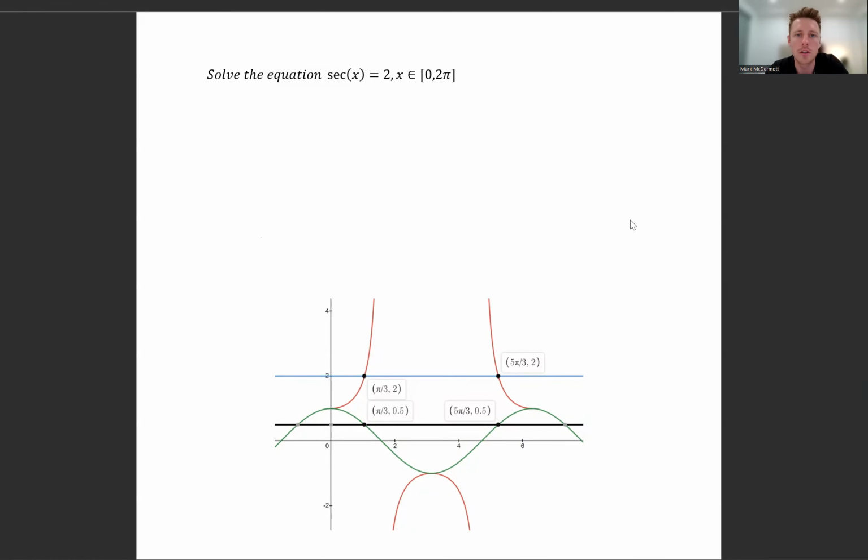I wanted to have a quick look at solving a simple reciprocal trig function across a certain domain. So we're not looking at general solutions, we're looking at specific solutions. And by the end, hopefully we'll be able to understand what's going on with this diagram down the bottom.